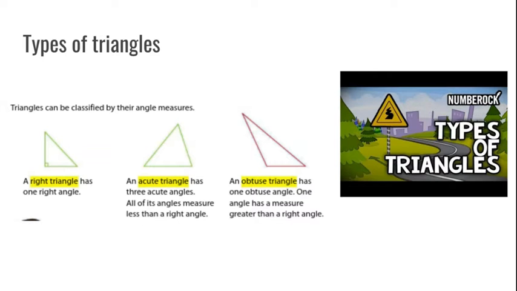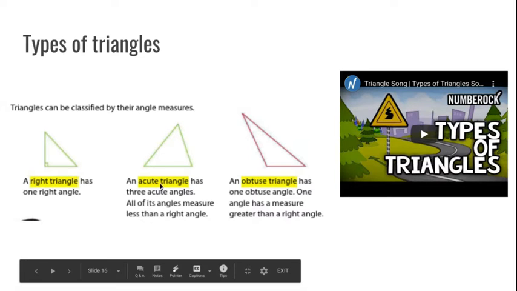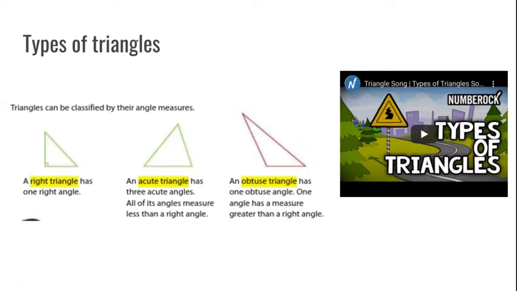Today, we're going to talk about the types of triangles. Because believe it or not, there are different types of triangles. We're going to talk about 3 different types, and these are going to be similar to what we've already learned before. We have a right triangle, an acute triangle, and an obtuse triangle.